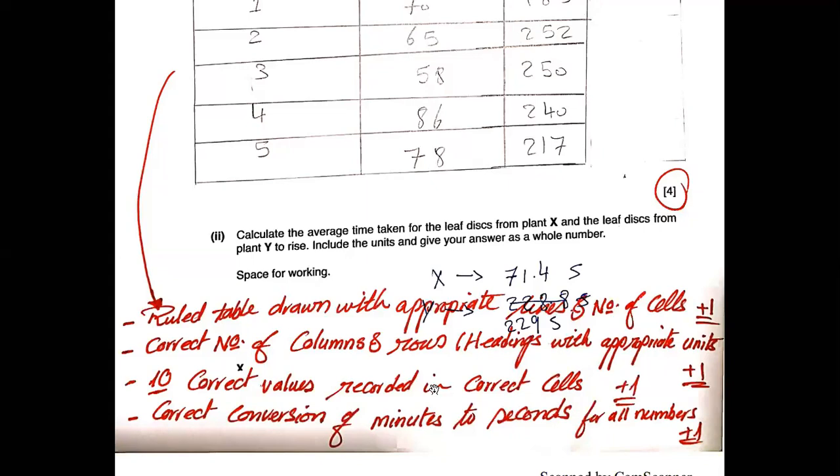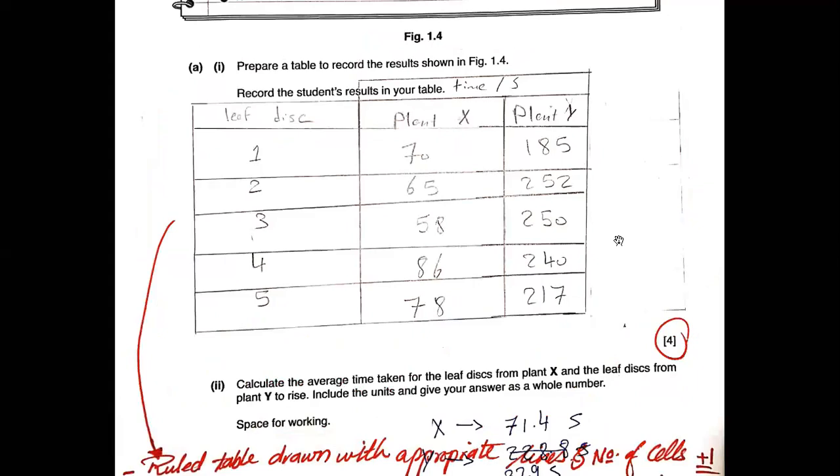I have a question. Can you just shift the table a bit? It's not very clear. Go ahead. Sir, is it okay to put two rows on top of each other? It says time, seconds, and then plant X. No problem at all. That was my question. No problem.